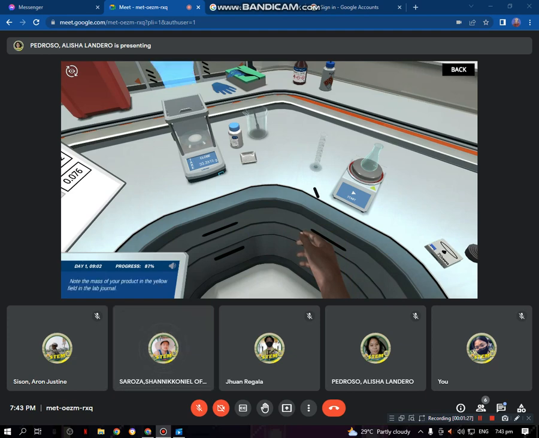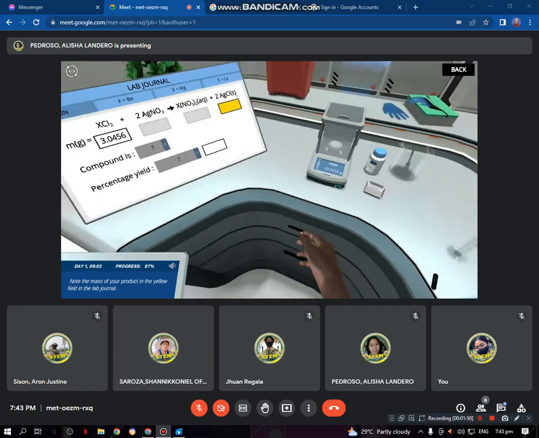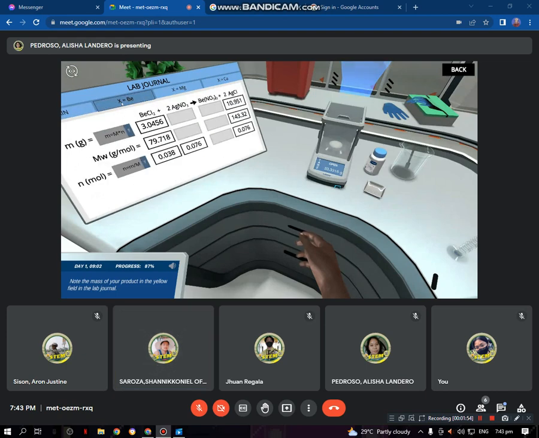Note the mass of your product in the yellow field in the lab journal. The analytical balance is closed. You've filled out the journal in the main tab. The mass of the product, silver chloride, is equal to 8.5341 grams.